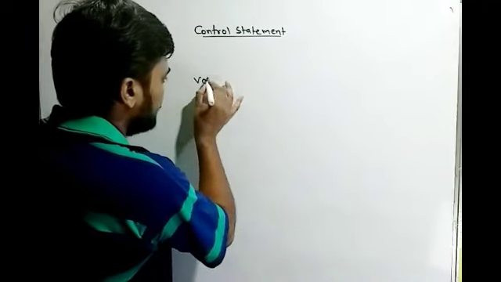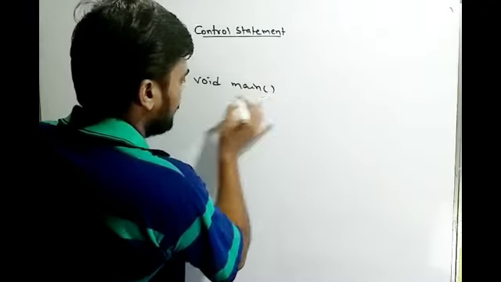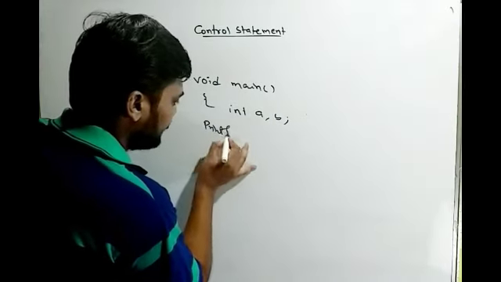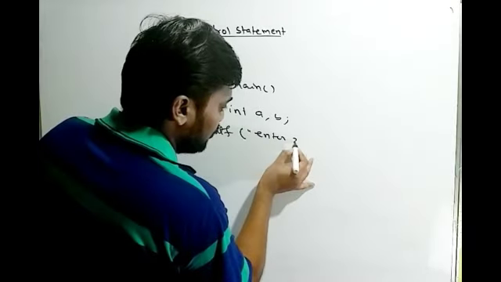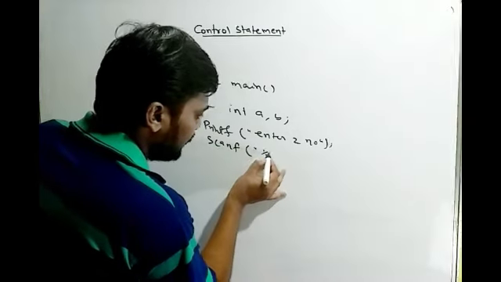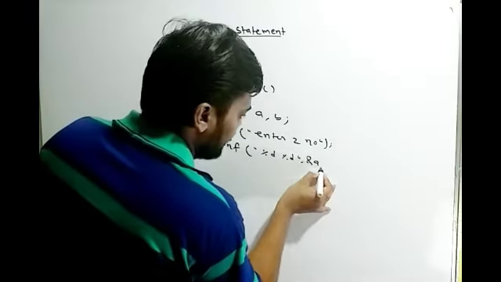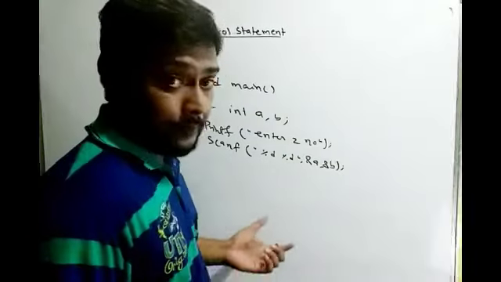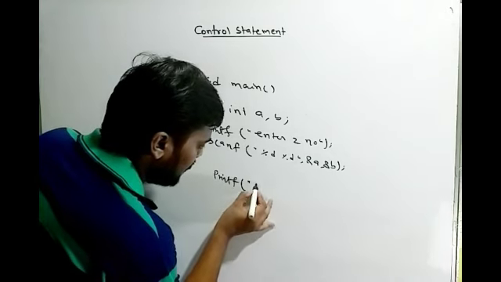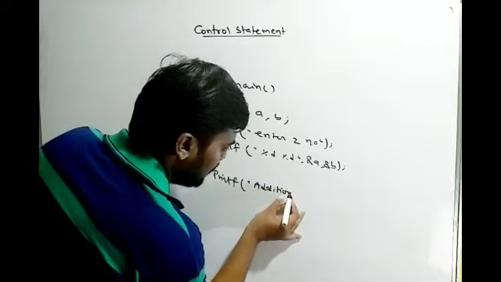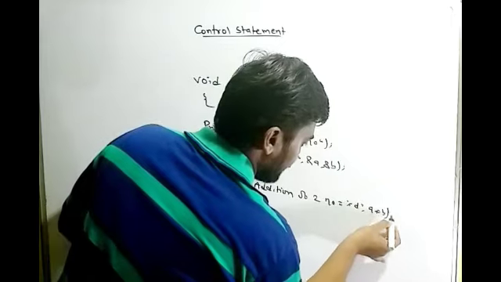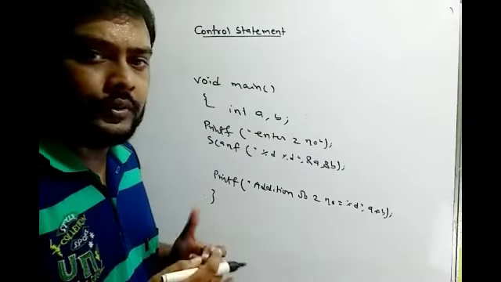Start with void main, and then we take two variables, a and b. Print a message: enter two numbers. Then we use the scanf statement to take inputs from the keyboard, %d and %d, comma, &a and &b. Next we print the statement with printf: addition of two numbers equals %d, comma, a plus b. Very simple code, and we end that block.